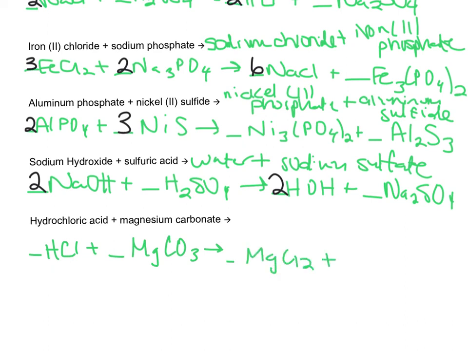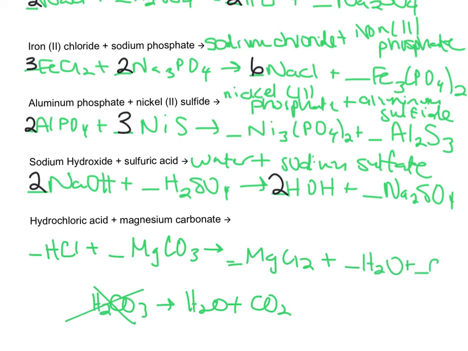Now that means our other thing is going to be hydrogen and carbonate. That's carbonic acid, but remember, carbonic acid is not stable. It automatically breaks apart into water and carbon dioxide. So when we write this, we're not going to write carbonic acid. We're going to write out water and carbon dioxide. So we can go ahead and balance this guy.